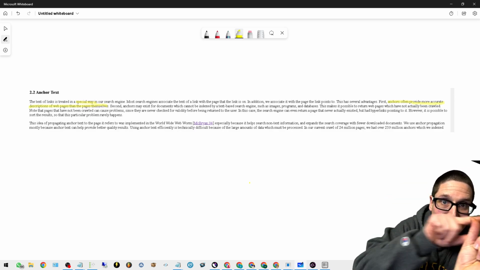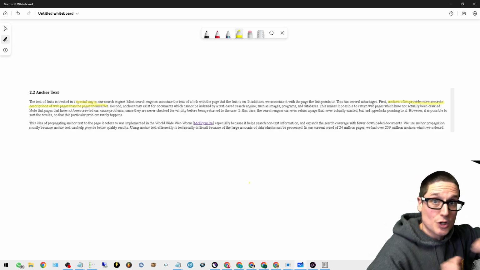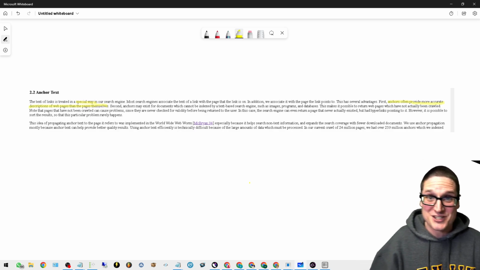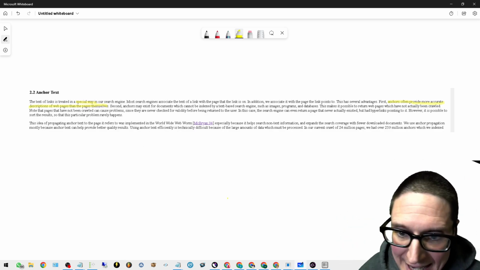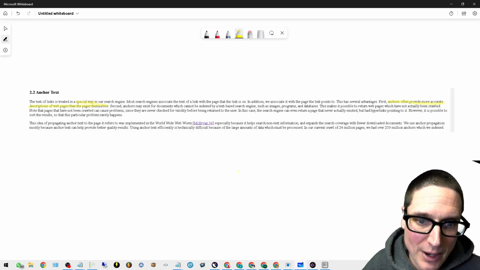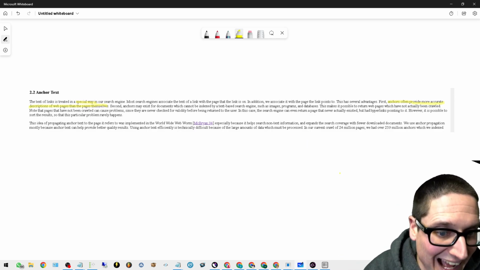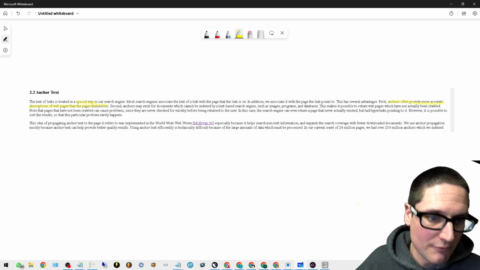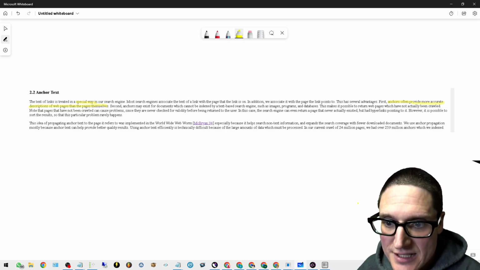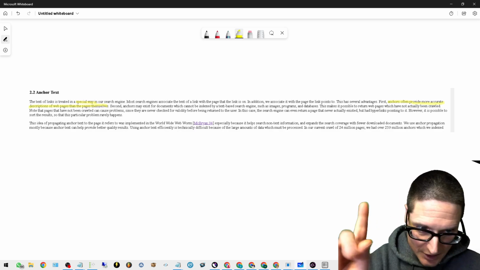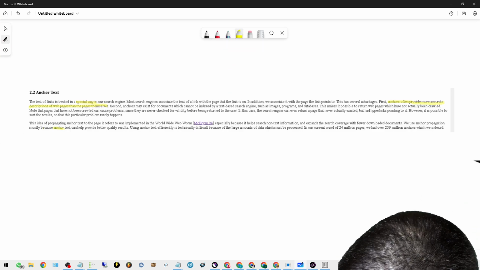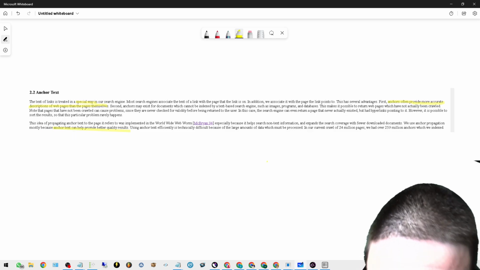The hyperlink, or the anchor text, is so powerful that it can even return pages that have never even been seen. Not even a page. "This idea of propagating anchor text to the page it refers to was implemented in the World Wide Web Worm by McBryan '94, especially because it helps search non-text information and expands the search coverage with fewer downloaded documents. We use anchor propagation mostly because anchor text can help provide better quality results." Let's point that out.